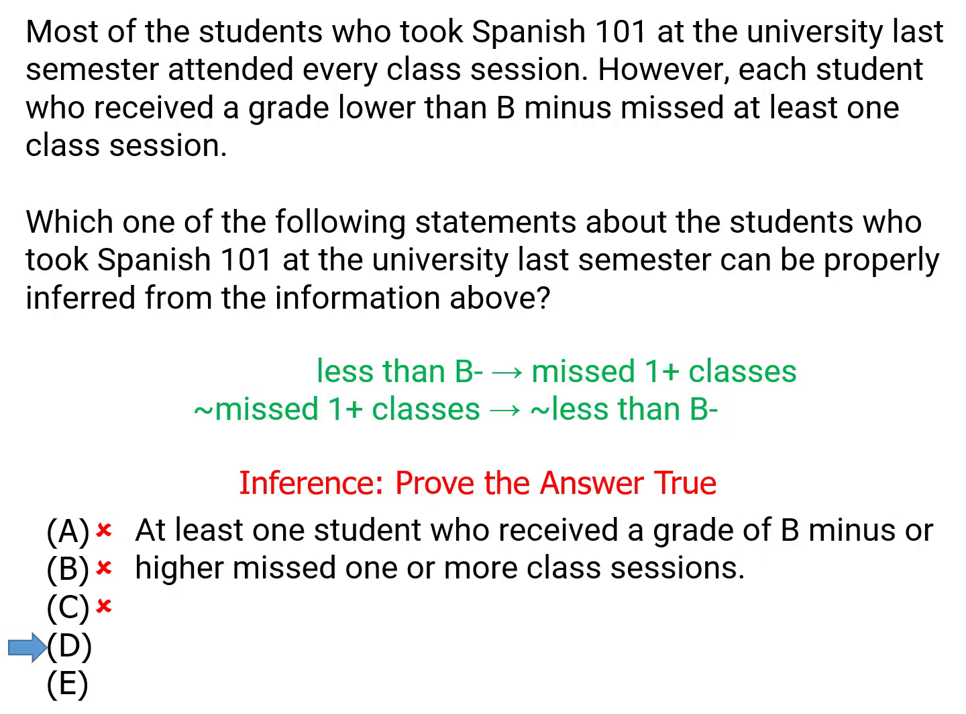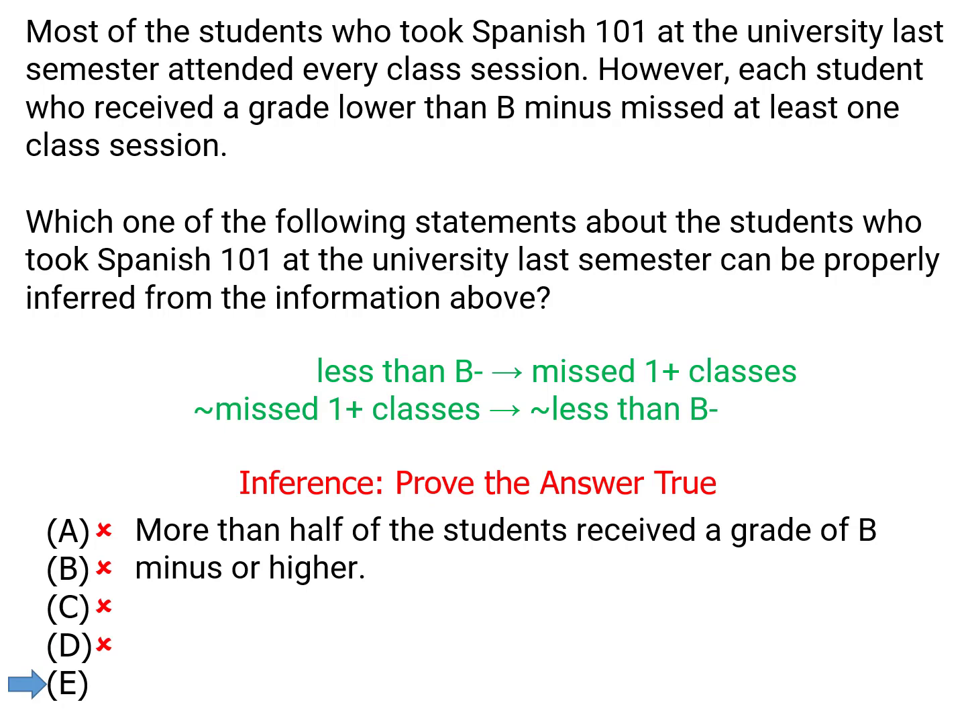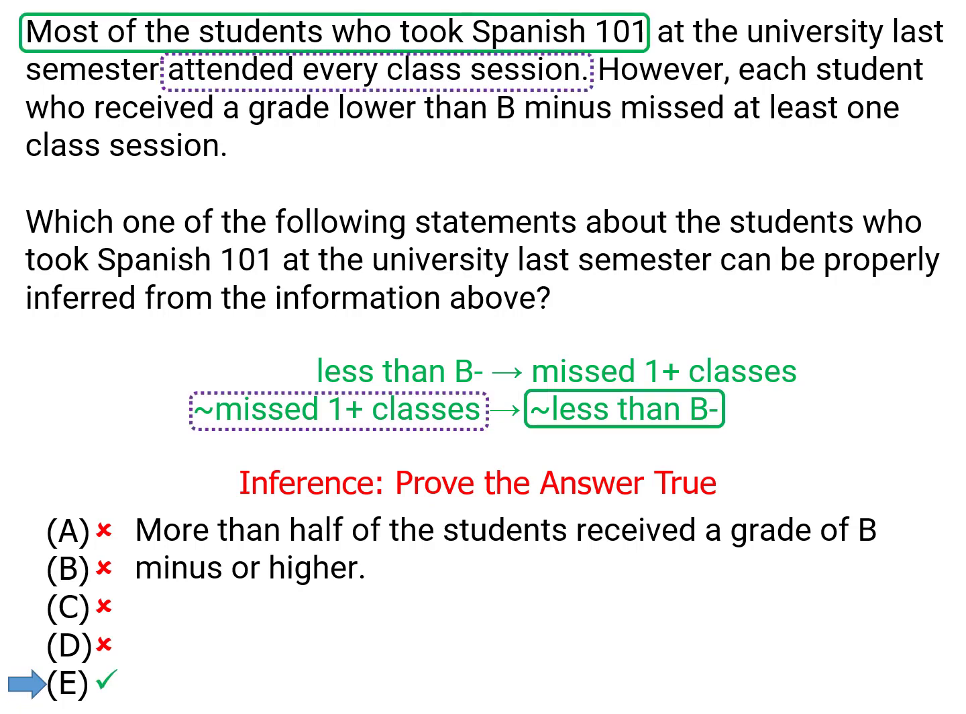Now answer choice D, on the other hand, at least one student who received a grade of B- or higher. Well, remember, our rule isn't about people who got a grade of B- or higher, it's about people who got less than a B-. So answer choice D is not my answer. And if we look at E, well, it's got to be the answer because it's the only one left. But more than half the students received a grade of B- or higher, yeah, because most of the students who took Spanish 101 attended every class session. If you attended every class session, then you didn't miss any classes. And if you didn't miss any classes, then you didn't get less than a B-. It is exactly what we wanted, and thus it is our answer.